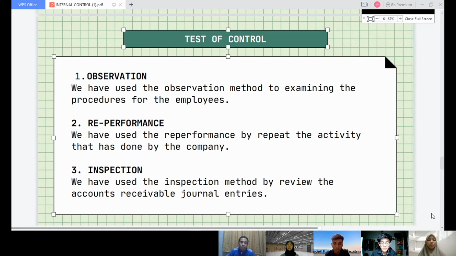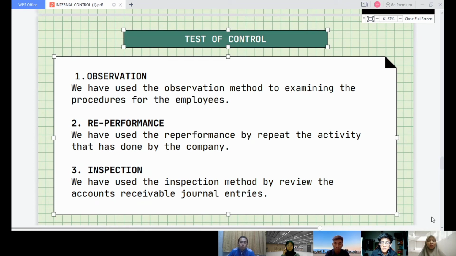The second test of control that we perform to evaluate the company's internal control is re-performance. We have used re-performance to repeat the activity that has been done by the company. For example, we have updated all the records of employees to the electronic data file record. By doing re-performance, we can confirm that the control is operating effectively.